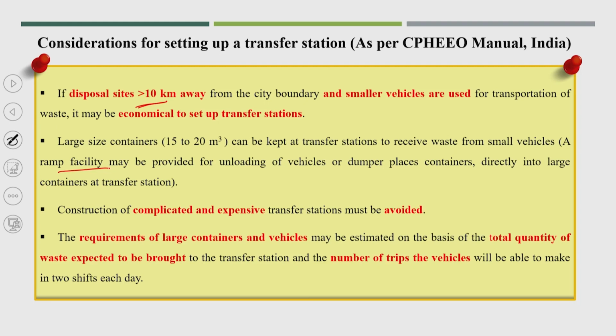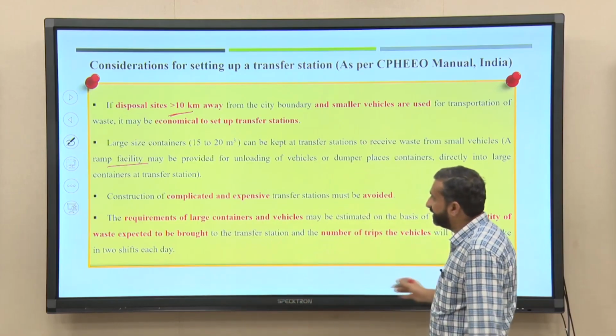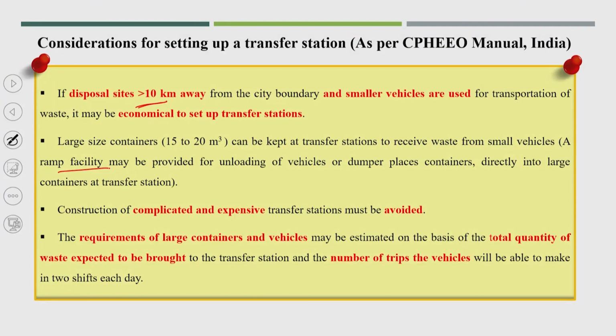This is the simplest, first kind of transfer station, like direct load. In direct load we have seen that a ramp will be available, then the smaller vehicles, even the dumper vehicles, go onto this ramp and unload directly into the large container. This large container could be 15 to 20 meter cube in size.